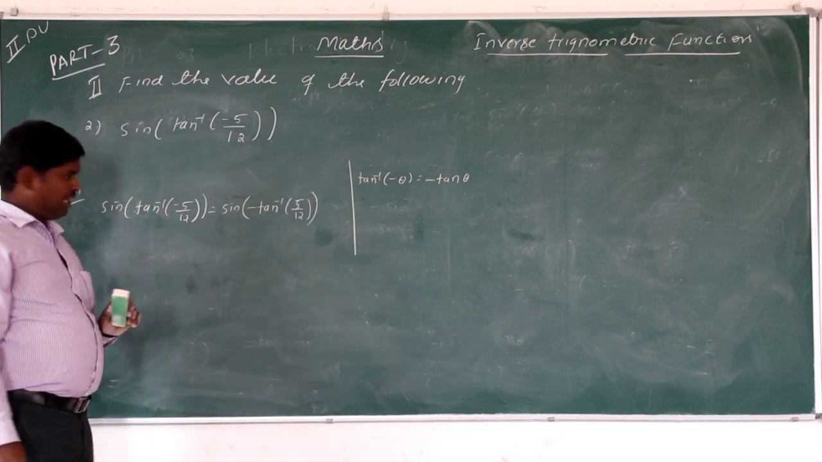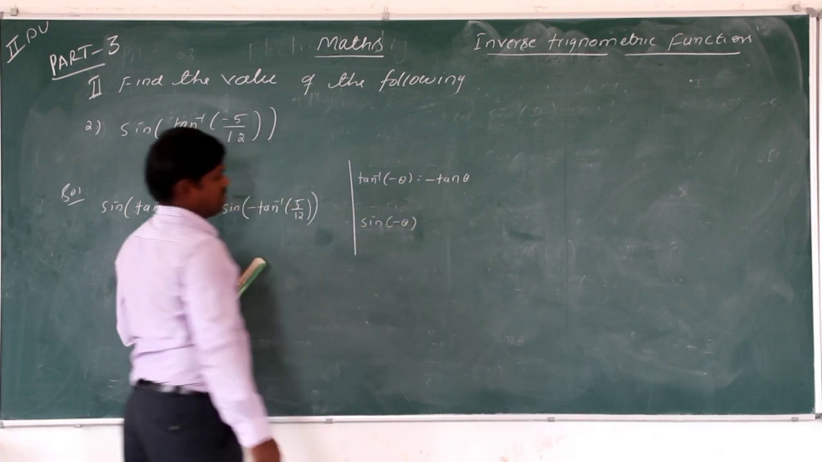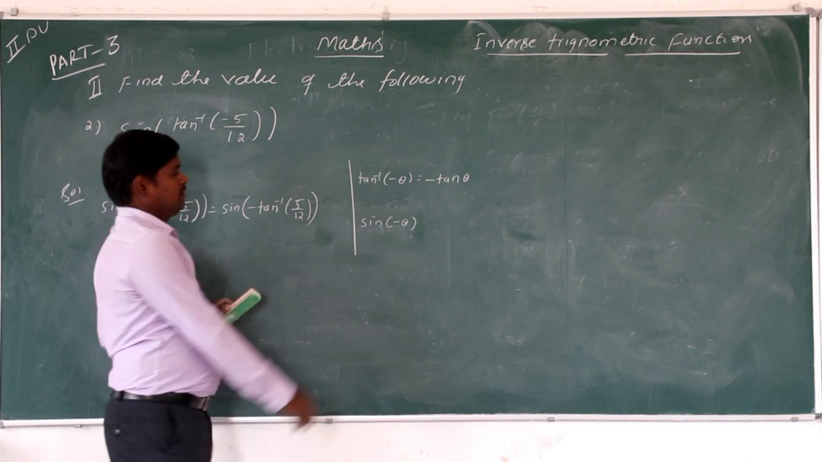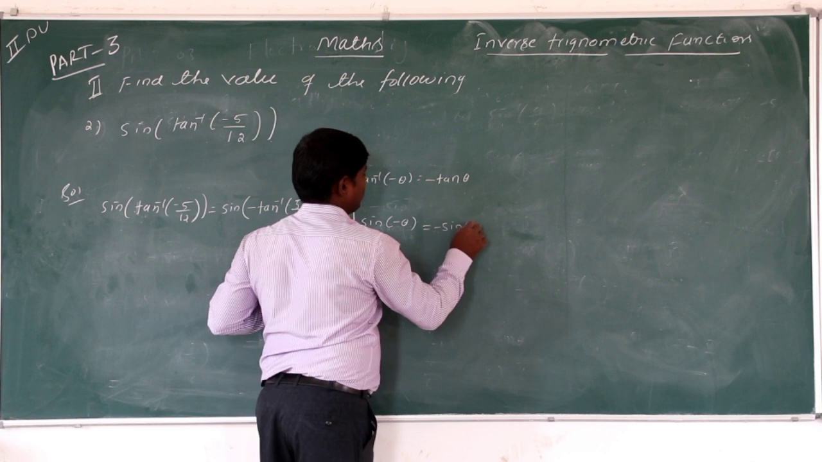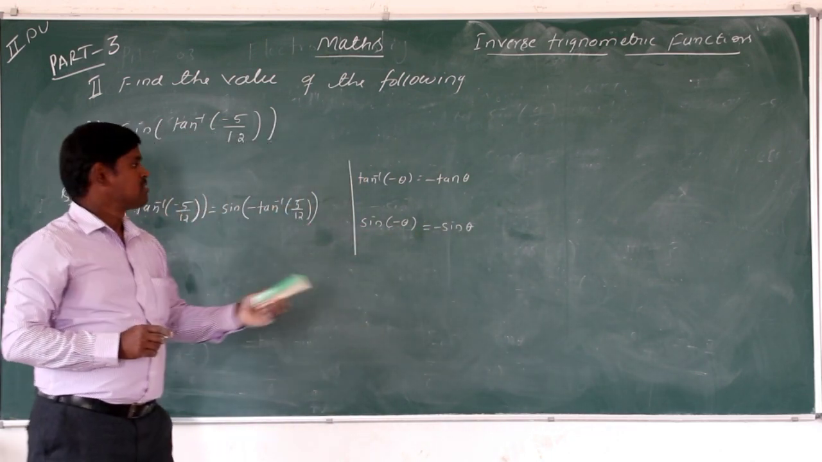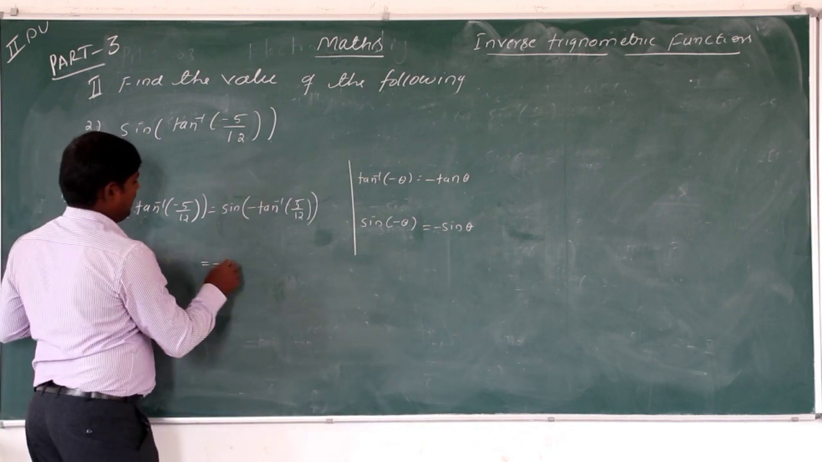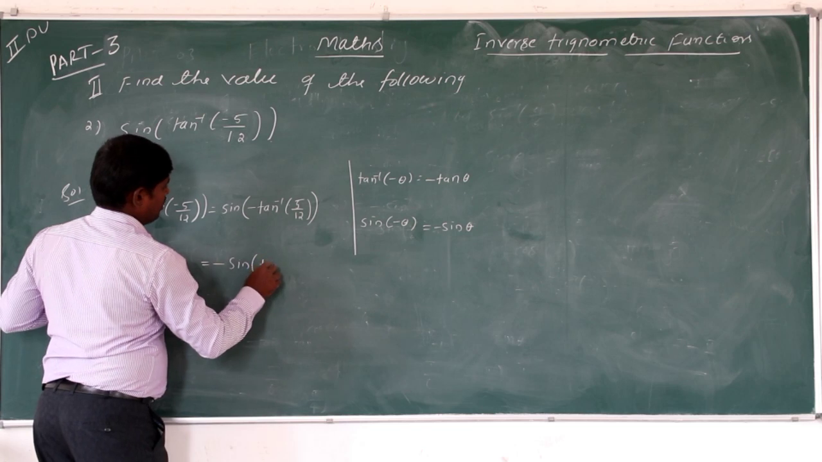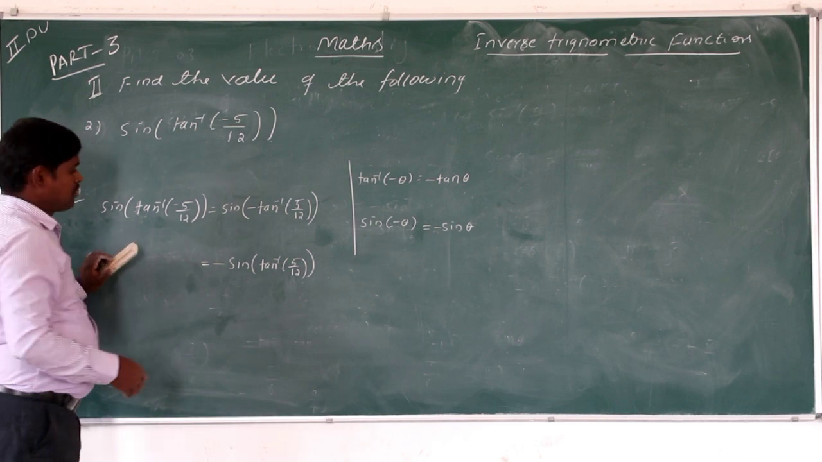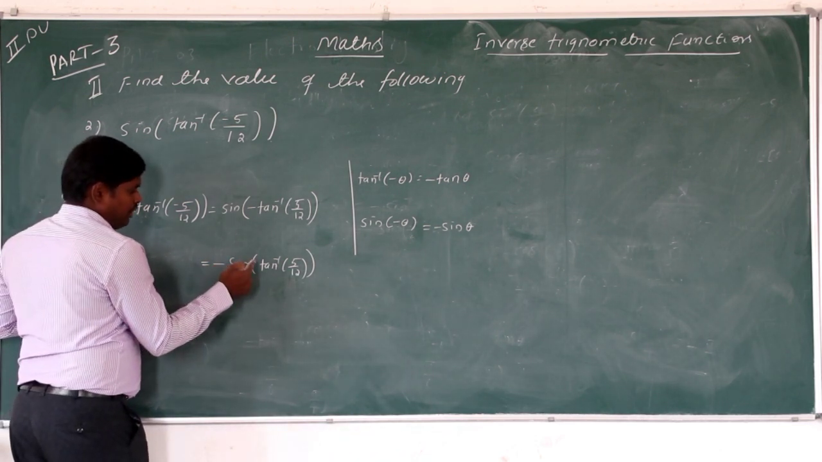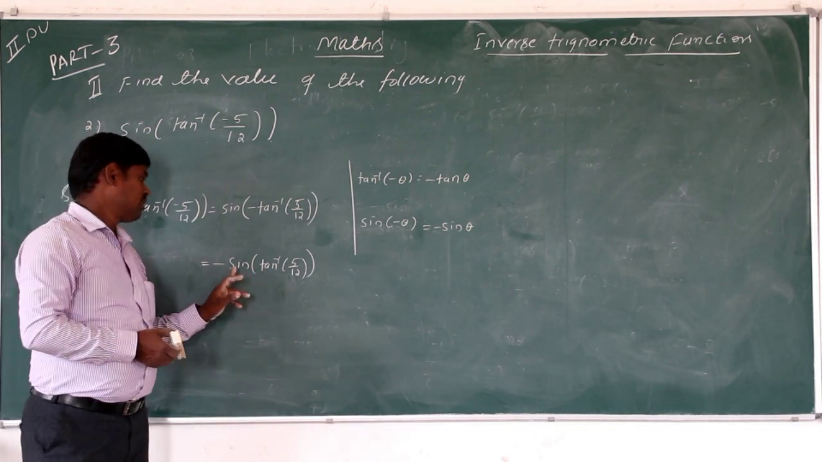Is it clear? So again by the property, sine of minus theta is equal to minus sine theta. So this is equal to minus of sine of tan inverse of 5 by 12. Now we are going to convert this tan inverse of 5 by 12 in terms of sine inverse, because there is a property.